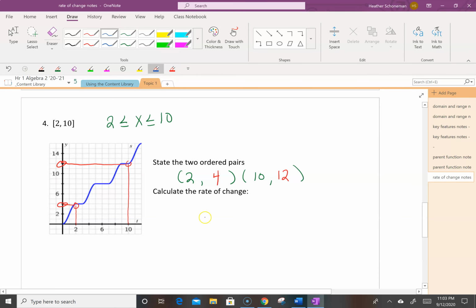Now that I have my 2 points, I can find the slope. Okay, so I'm figuring out what this slope is here. Now, from left to right, this is going up, so it should be a positive line, or a positive slope. So I'm going to do 12 minus 4 over 10 minus 2. So that gives me 8 over 8, which reduces to 1, and that is my rate of change.